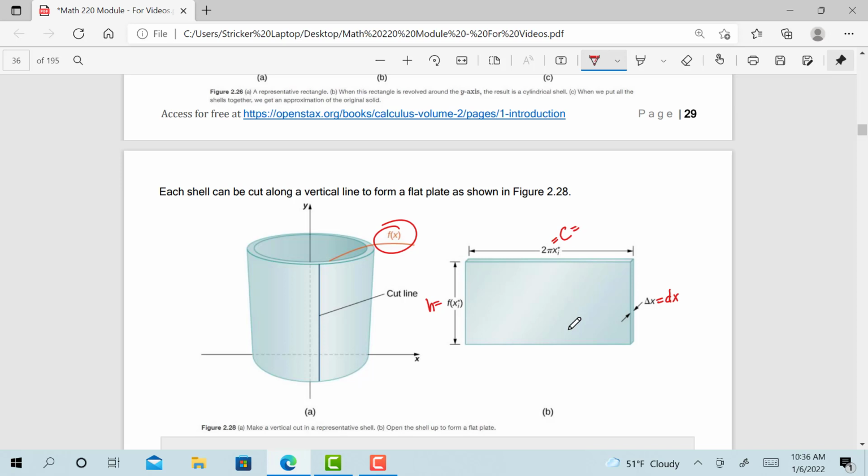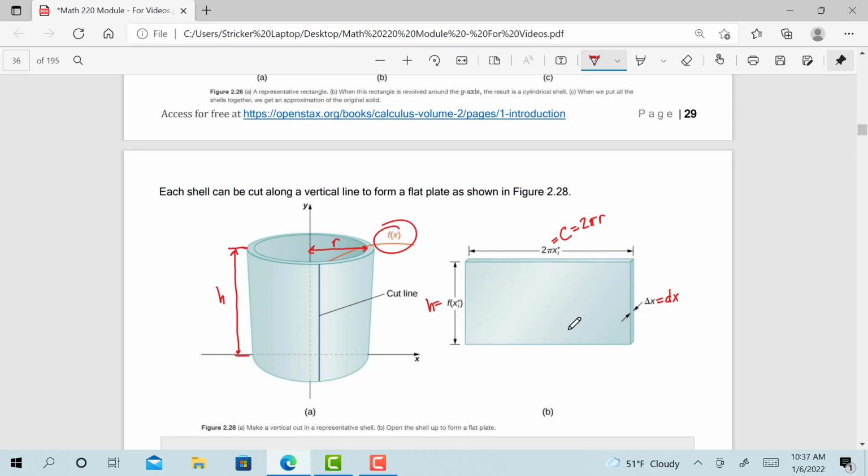If you remember the geometry formula for that, that's 2 times pi times the radius. Of course, our radius would be the distance from the y-axis out to the representative rectangle. This would be r, this distance here, and this is our height.